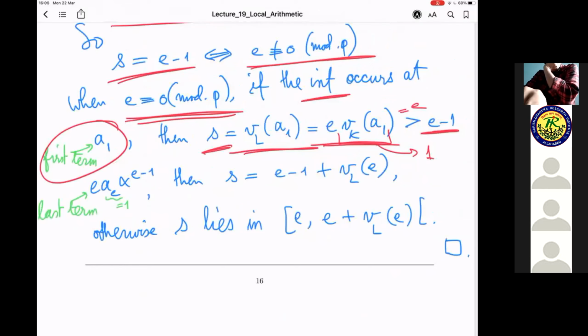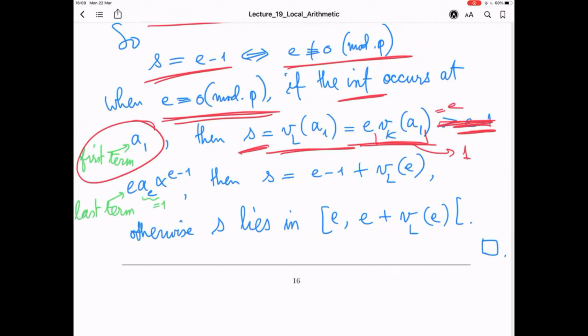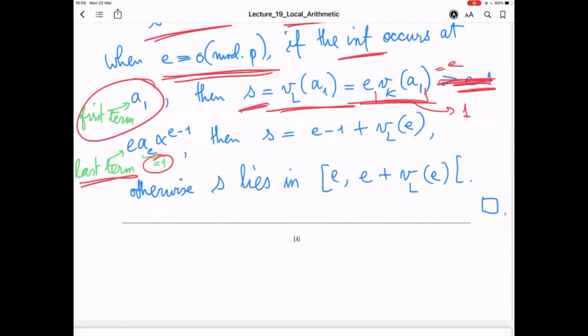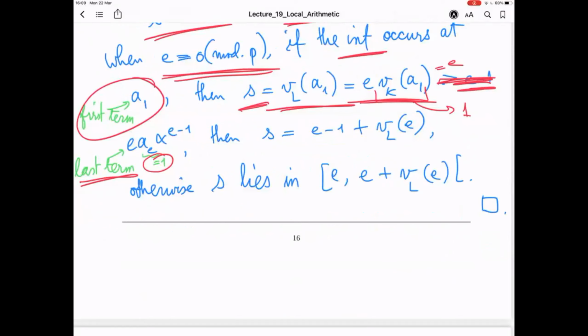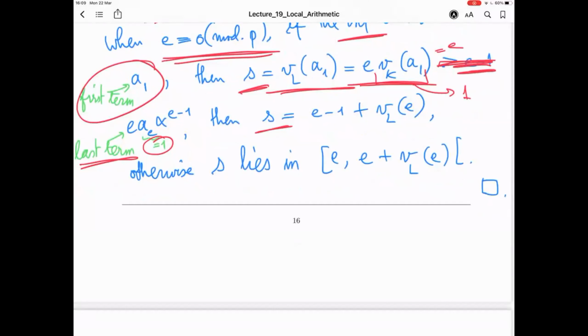If the infimum occurs at the last term, then this a_e, of course, is just the constant 1. And what is s going to be in that case? It's the valuation of this thing here. And that's e minus 1 because of this, and then VL of e, right? So that is the valuation when the infimum occurs at the last term. Otherwise, s lies somewhere in between. If the infimum occurs for some other value of i, then the infimum will lie somewhere in between these terms.